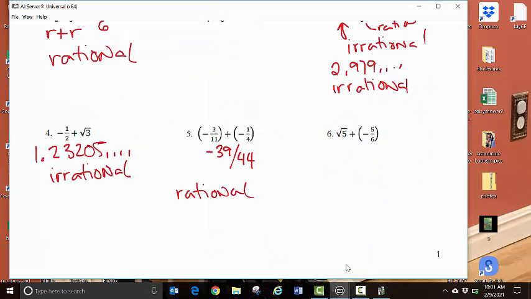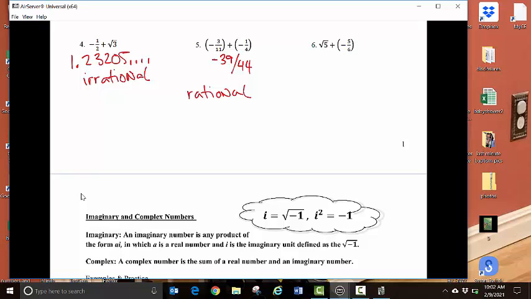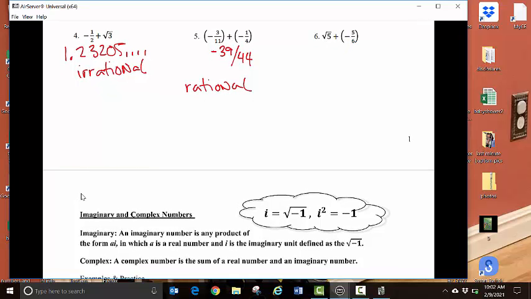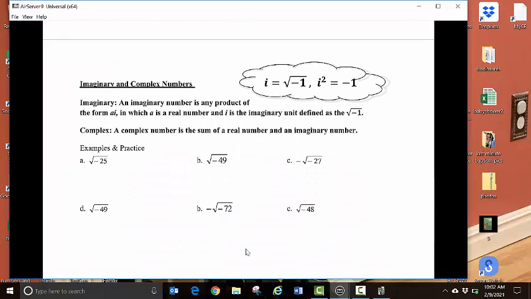All of these were real numbers. You can put them on the number line, even if the decimal did not end or repeat. We're going to start talking about imaginary numbers. An imaginary number is any product of the form ai, in which a is a real number and i is the imaginary unit, defined to be the square root of -1. Basically, you cannot have a negative square root.